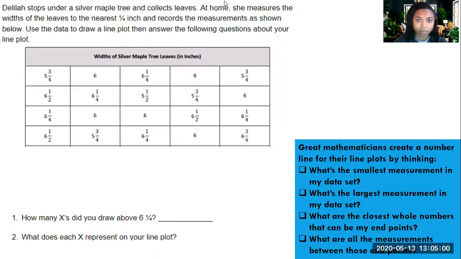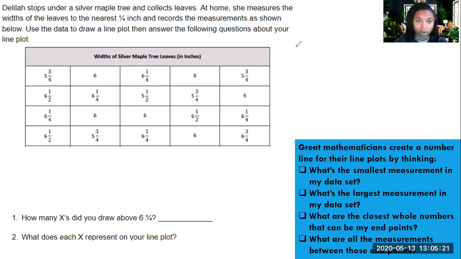Here's our problem. And I'm just going to make the number line. So Delia stops under a silver maple tree and collects leaves. At home, she measures the width of the leaves to the nearest 1/4 inch and records the measurements as shown below. Use the data to draw a line plot, then answer the following questions. I'm only going to make the number line. Okay.